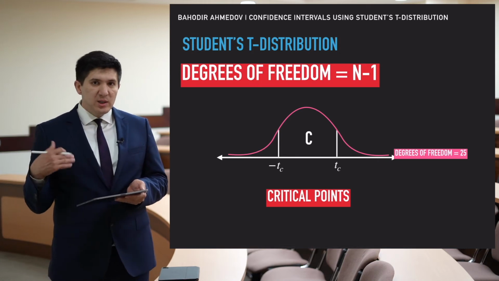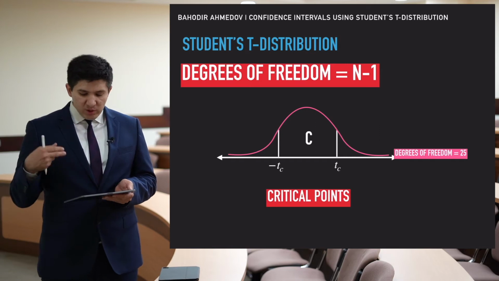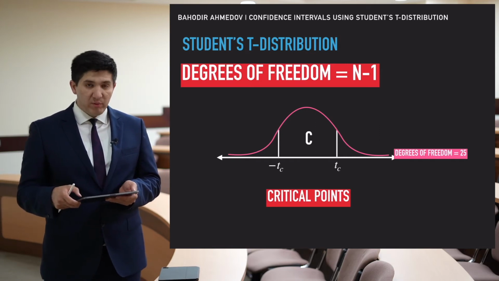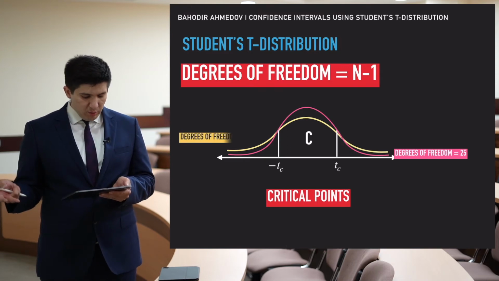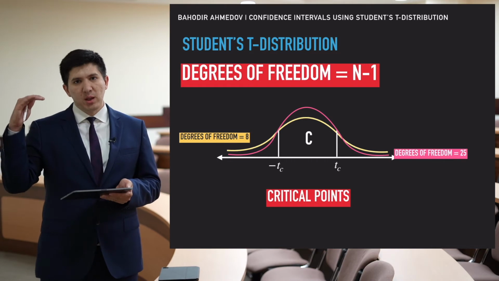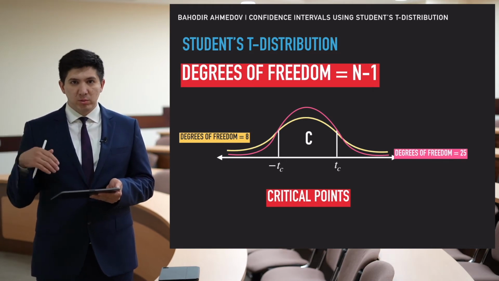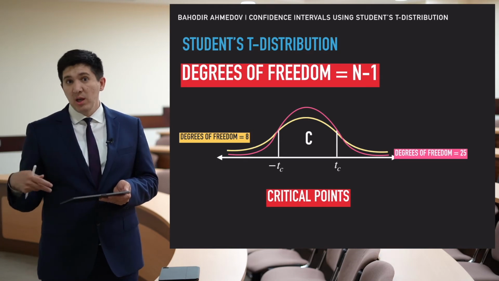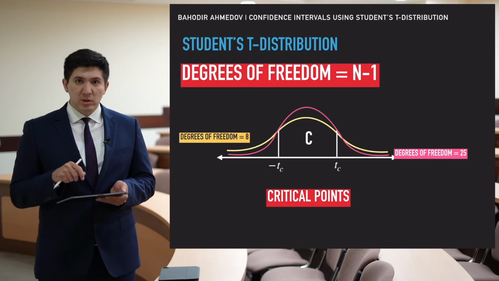Well, it appears the t-table is not just one curve, it is a series of curves. If you choose the degrees of freedom to be equal to 25, you've got this curve, but if you choose the degrees of freedom to be equal to 8, you're going to have a different curve. You see, this curve is a little bit lower. And if you now choose the area to be equal to c, so c, let's say, is equal to 90% or 0.9, your critical points are going to be different, right?